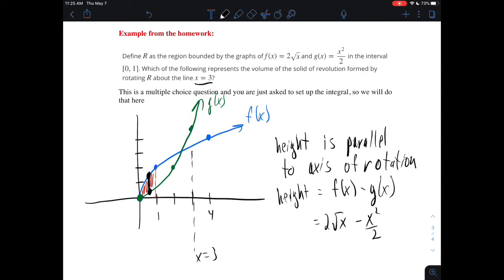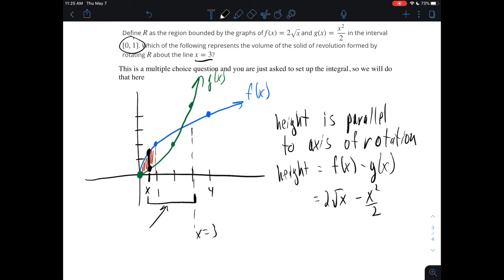So here, the height comes from the difference of two functions. That's what I was pointing out earlier. And then my radius, where I've drawn this black line, has a corresponding x value that, notice, is in between 0 and 1, which were the limits they gave us for the interval. Now, how far is that x value from the axis of rotation? How would I find the radius is what this is asking.